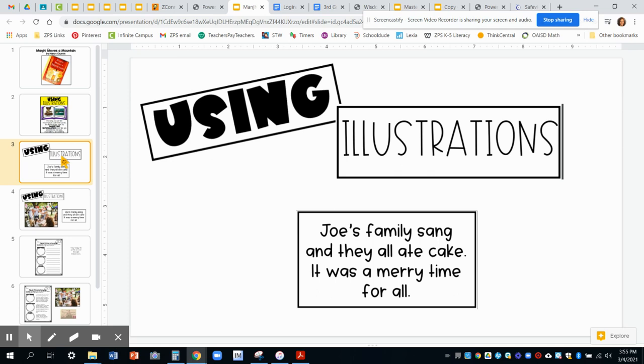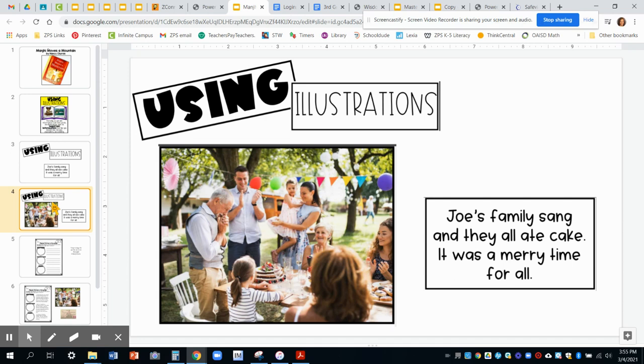But before we do that, I want to read these two sentences to you. And as I read them, I want you to visualize, picture in your mind, right, a scene. Joe's family sang and they all ate cake. It was a merry time for all. Okay, so ask yourself, what do you picture happening in a picture of this? Did you see something similar to this? I bet not, right? Using illustrations help us find meaning in a story.